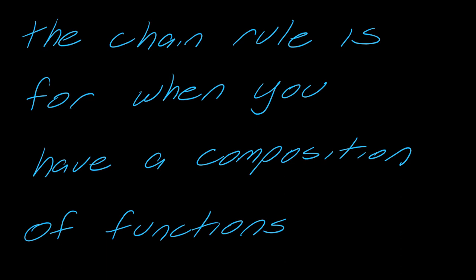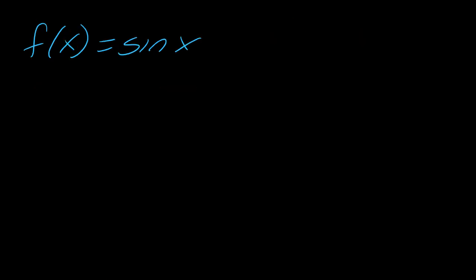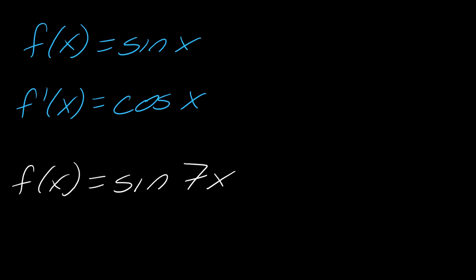So what is the chain rule? The chain rule is for when you have a composition of functions and you're trying to take a derivative. For instance, this is a function that you would not use the chain rule on because we know the derivative of it. The derivative of sine of x is cosine of x. But what do you do when you have something like sine of 7x?